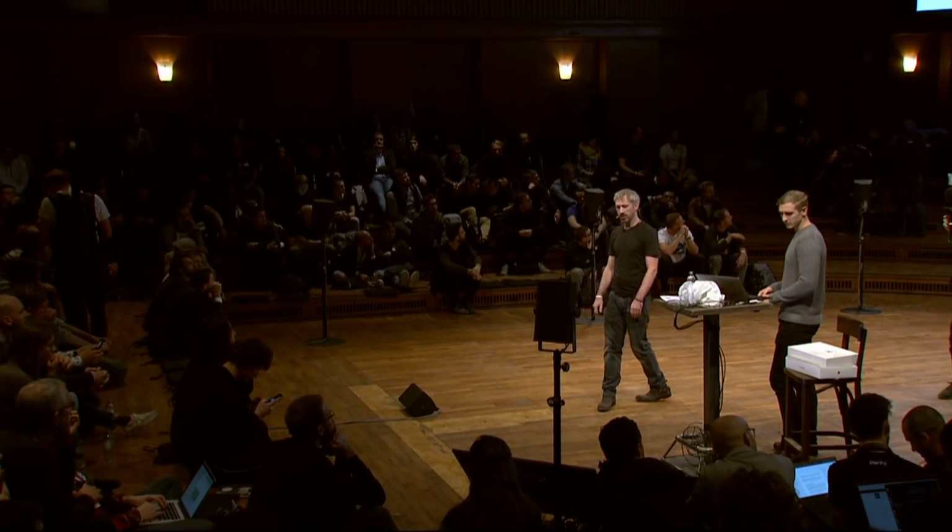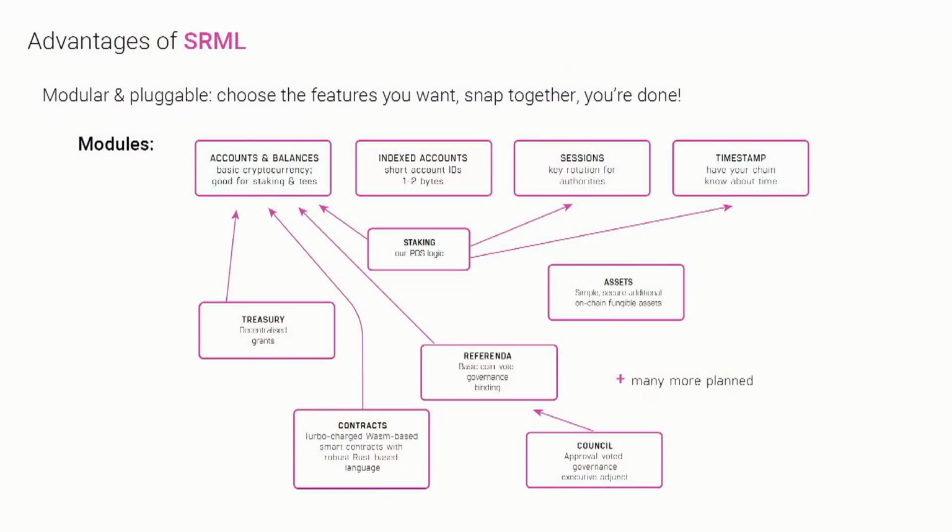So the SRML, which is our runtime module library, as I say, is the way that you can take off-the-shelf components, plug them together, and build yourself a blockchain that does what you want it to do. We have a bunch of components already made. The idea is to get each of these audited in turn so that they can be used as common building blocks. And they can have UI analogs as well so that you can plug in common JavaScript components in order to make really easy, rapidly developed applications.